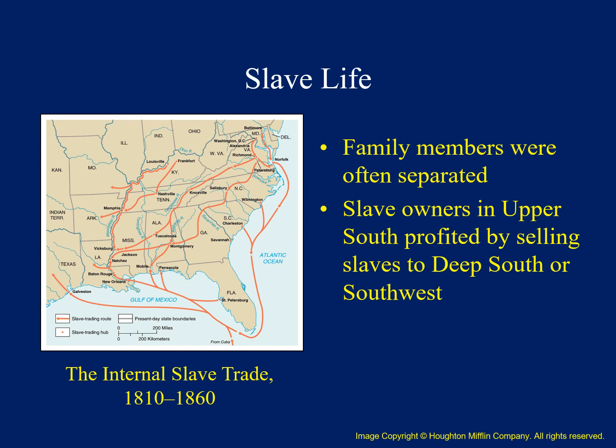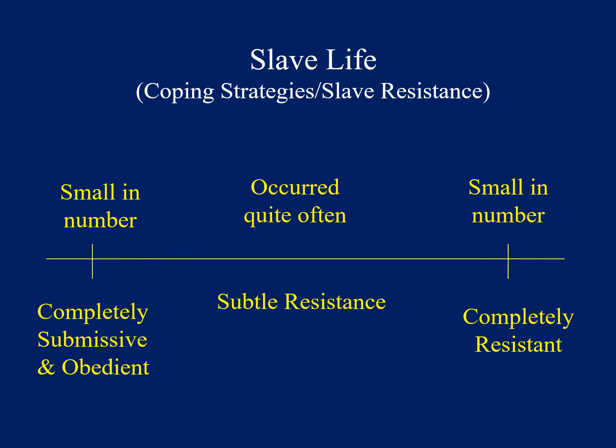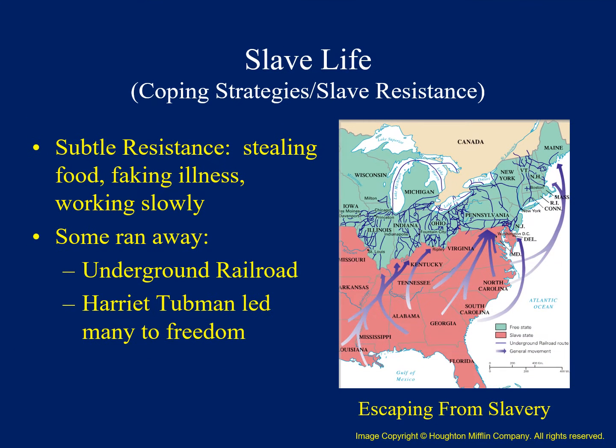Remember this slide from an earlier presentation? Slaves acted and reacted to their enslavement in many ways. Some were completely submissive and obedient, but on the other end of the scale, some were completely resistant. Most engaged in subtle resistance of some sort. Subtle resistance might involve stealing food, faking an illness, work slowdowns, things like that.